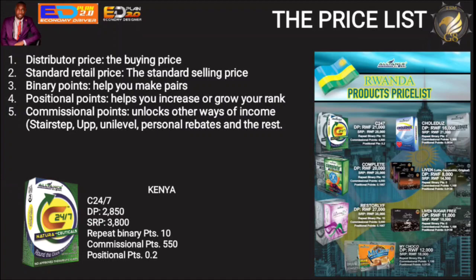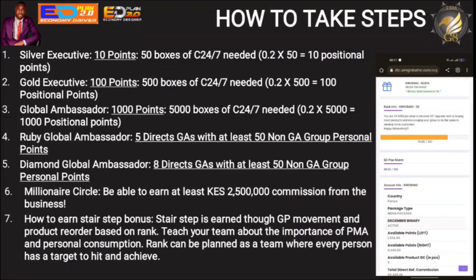Okay, so this 550 is what is used to help you earn income under StairStep, under UniPay, under Unilevel, and also under personal rebates and the rest of the other ways of unlocking income. So 550 shillings might look very small to you, but trust me, this one is very powerful. It has a lot of power. Okay, so let's move on.